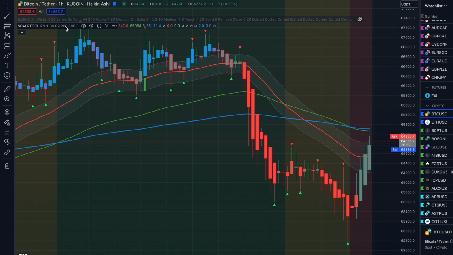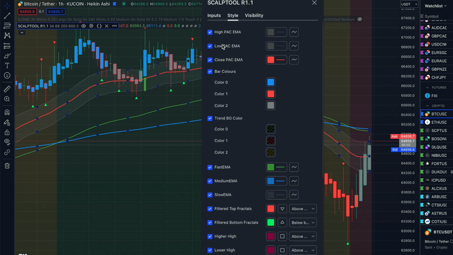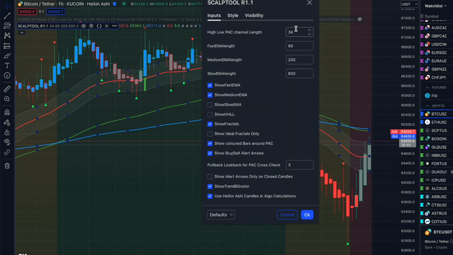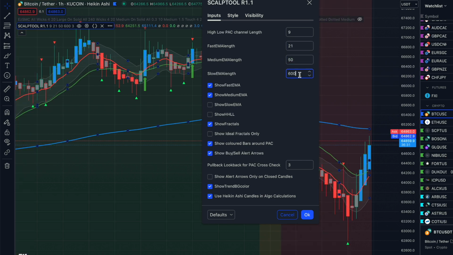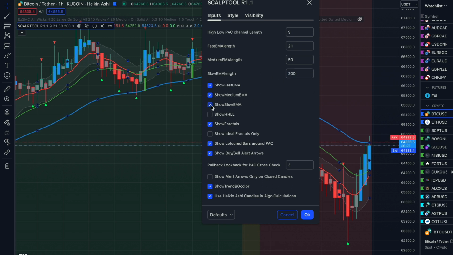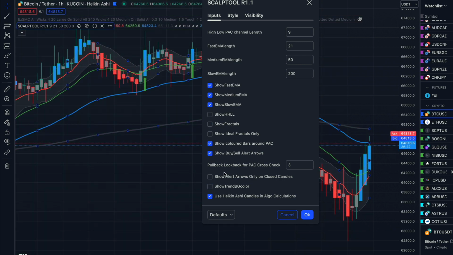So again, you go up to TradingView, go into settings, and we're just going to make some changes here. We can see the default was set to 34. We're going to change that to 9 for the purpose of this setup today. And we're going to do 9, 21. I'm going to use a 50 and 200 for this setup, though it doesn't really make much difference. I want to show these, but we don't need to show fractals, we don't need to show the background, and we don't need buy sell alerts either.